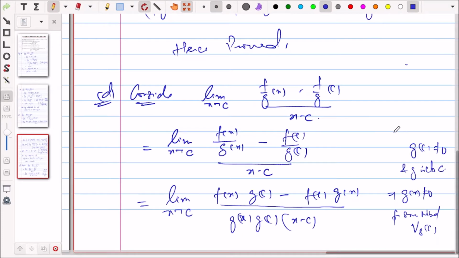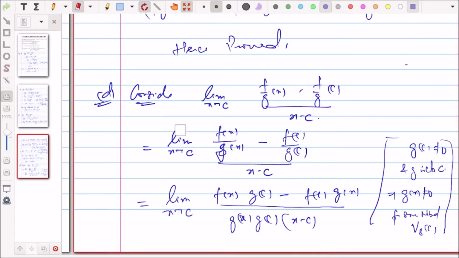We can have this in the denominator. So that's why we can keep g(x) in the denominator. इसलिए ये defined भी है f(x) by g(x), इसलिए we are talking about this. ठीक है ना? Okay, because g(c) is given to be non-zero.